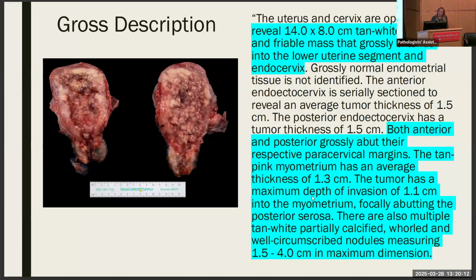So its greatest dimension was 14 centimeters, and it extended into the lower uterine segment into the endocervix and ectocervix. So I went ahead and inked my anterior paracervical margin blue and my posterior paracervical margin orange. And then I measured when I went to do my sections how far it went down to the ink. So they're right here. We don't really need to read them.